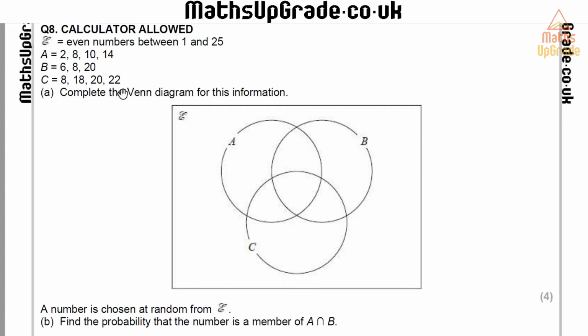Is anything in A or C apart from 8? A and C. Nothing is in both apart from 8, so nothing goes there. And is anything in this part here? So this is B and C. Is anything in B and C? Apart from 8, there's the number 20. So 20 would go here. So you've got 8 here, 20 here.